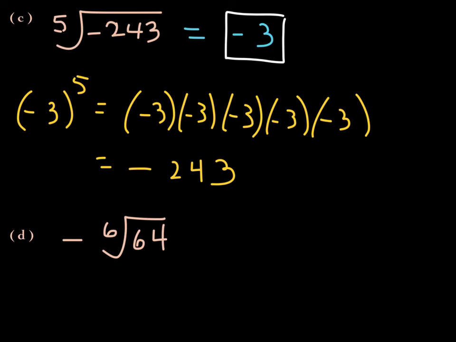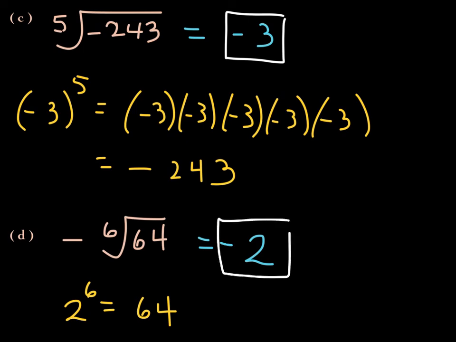Here, I want to invite you again to interpret this or read this as the opposite of the sixth root of 64. The opposite of the sixth root of 64. Now, I know some of my perfect sixths, not a lot of them, just a couple of them, and I do know that 2 raised to the sixth power gives me 64. Therefore, the sixth root of 64 is 2. But wait a minute, they want the opposite of the sixth root of 64. So my final answer is negative 2, because negative 2 is the opposite of positive 2.